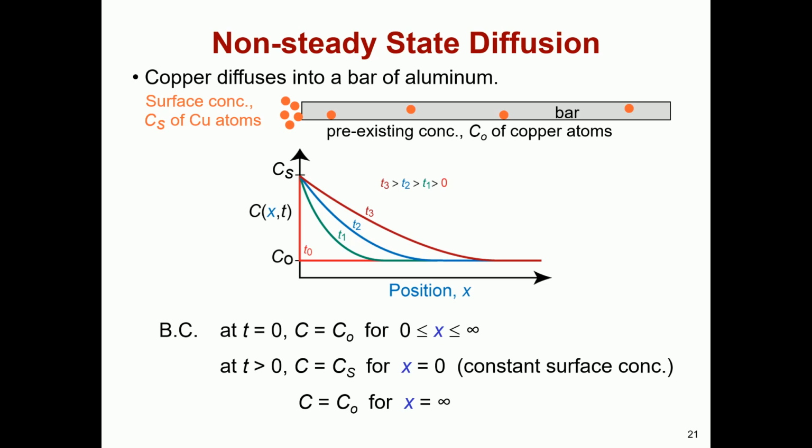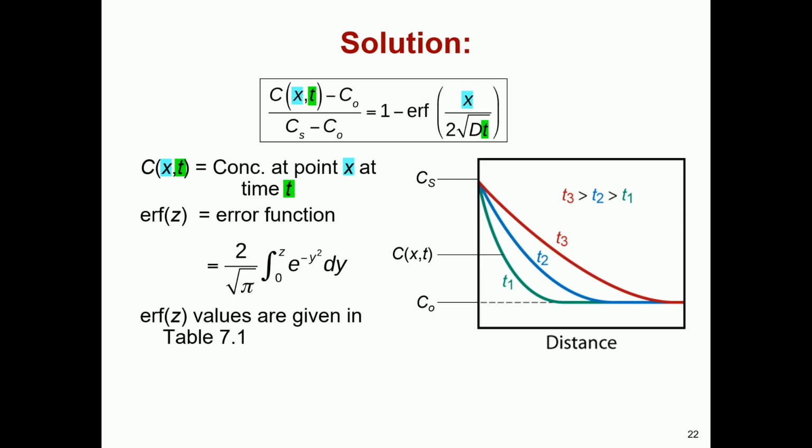The concentration profile shows how copper penetrated deeper into the aluminum over time. Initially, there is a step change at the surface. As time progresses, T1, T2, T3, the profile becomes progressively smoother and extends deeper. This is an example of a solid solution.